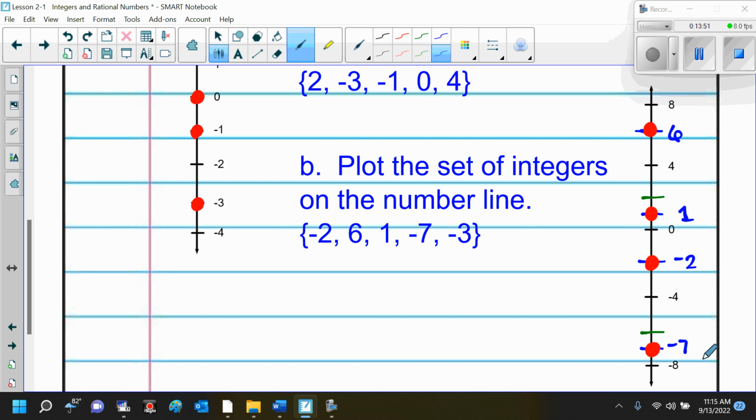Is everybody understanding? And then negative 3, of course, we already have negative 2 down here. And negative 3 is going to be between negative 2 and negative 4. So negative 3 will be right there. So that is negative 3.